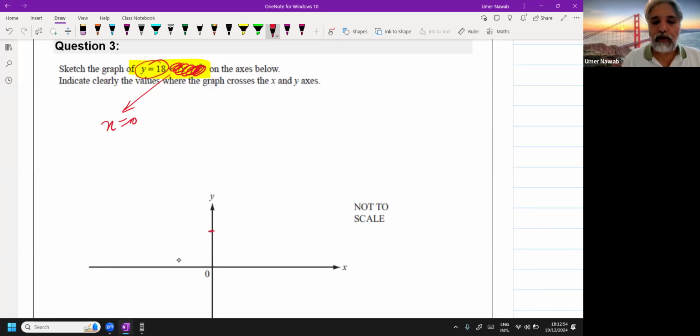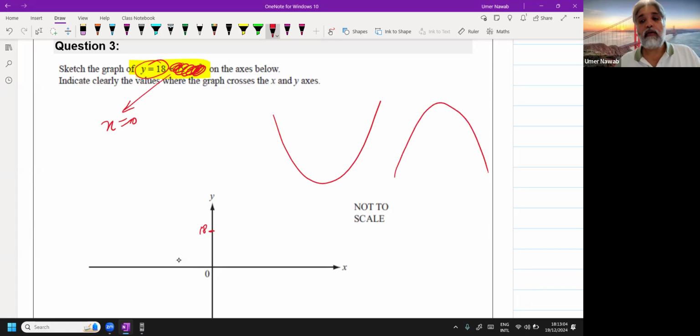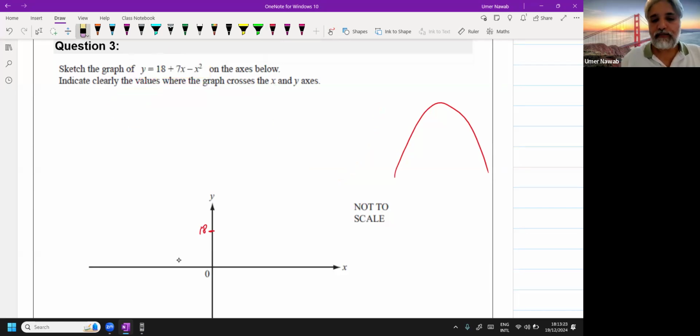So it means my parabola will be cutting the y-axis at 18. Whether the parabola is facing upward or downward, when it cuts the y-axis, it will cut at 18. How do you come to know that? Because I substitute x equals 0 on the y-axis, and this gives you y equals 18. So 18 is my y-intercept. Done. So 1 mark is in my pocket.